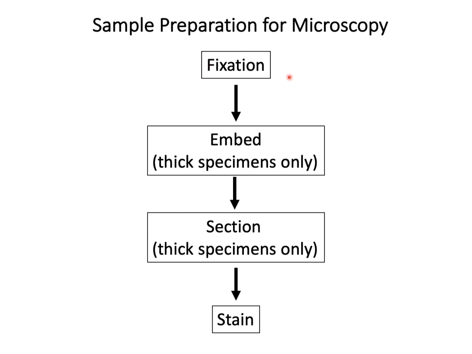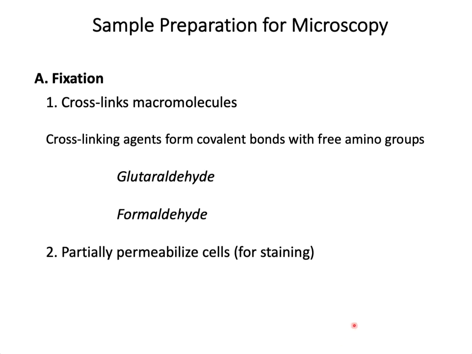First is the fixation step. Second is embedding. The embedding and sectioning steps are for thick specimens only, like tissue samples. Cells growing in culture do not require these 2 steps and can be directly fixed and stained on the slides. Let's take a look at them individually. So start with fixation. So live cells are in a dynamic state.